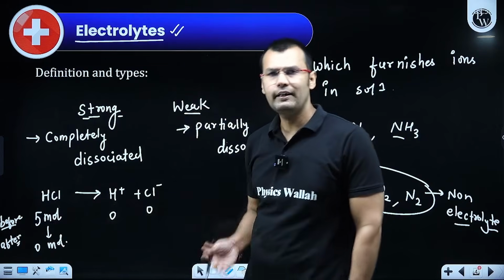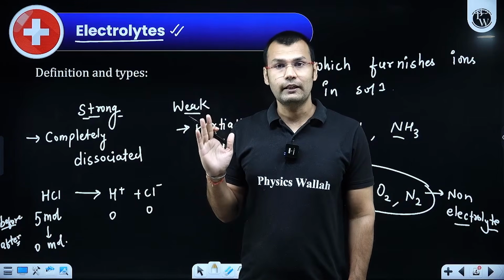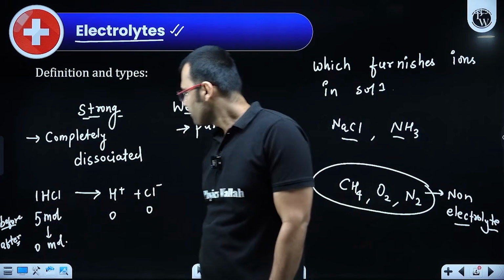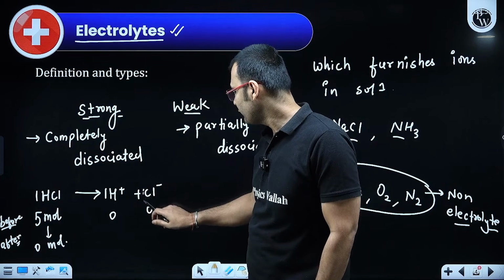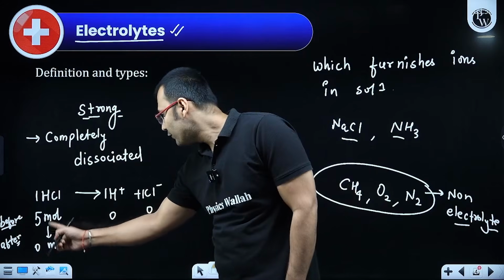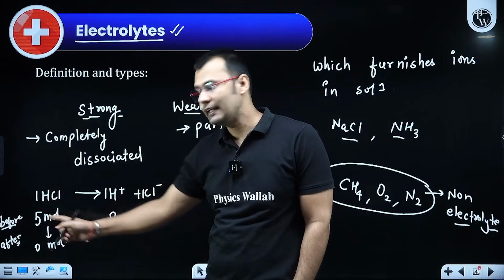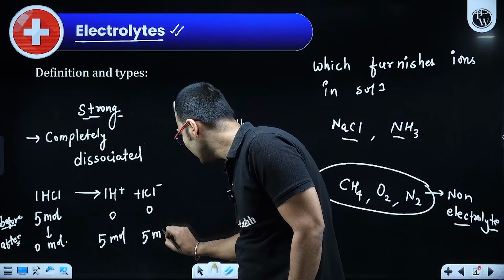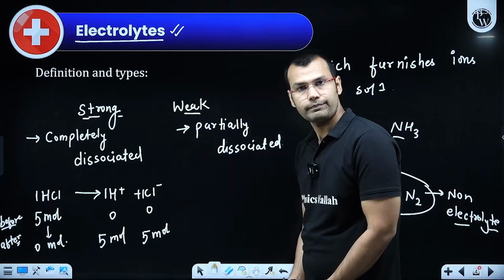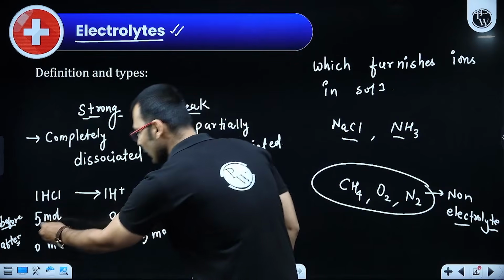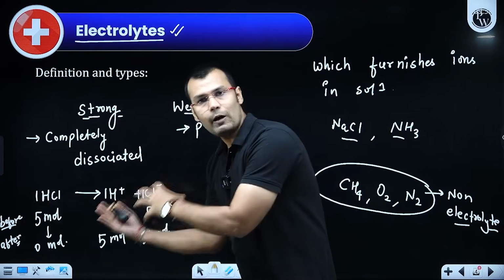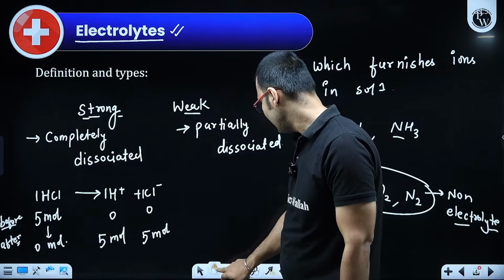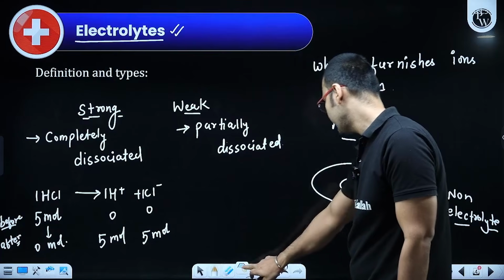And according to stoichiometry, I hope that you people are good in stoichiometry calculation, 1 mole of HCl can produce 1 mole of H plus and 1 mole of Cl minus. So automatically 5 moles of HCl, if it dissociates completely, will produce 5 moles of H plus and 5 moles of Cl minus. So this is what I was trying to say. In case of HCl, whatever amount I took, that means 5 moles, the whole amount is dissociating. That means I can say that HCl is a strong electrolyte, right?